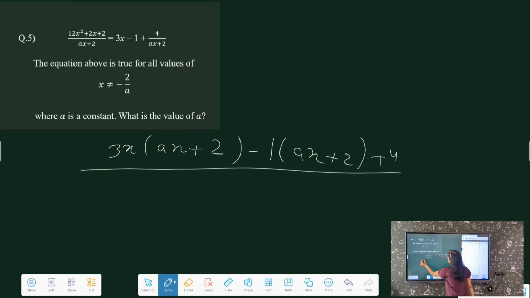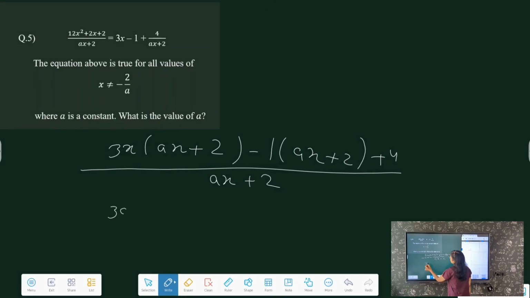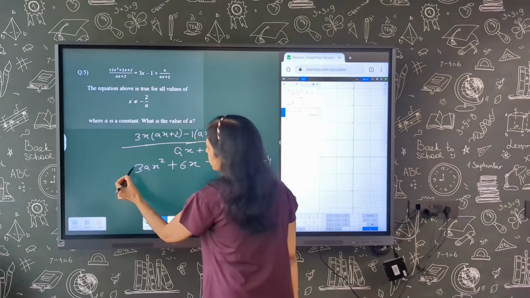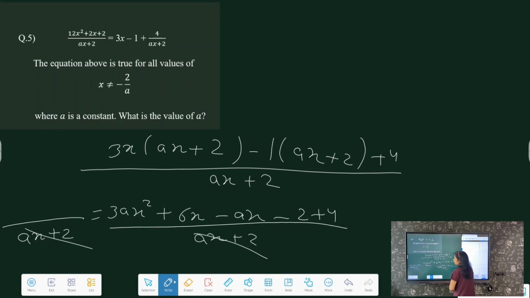All divided by ax plus 2. So now expand, or let's say multiply this. It will become 3ax square plus 6 times x minus ax minus 2 plus 4. Now we have the right hand side sorted. In the denominator we have ax plus 2, and on the left hand side again we have ax plus 2. It means it can be cancelled out.